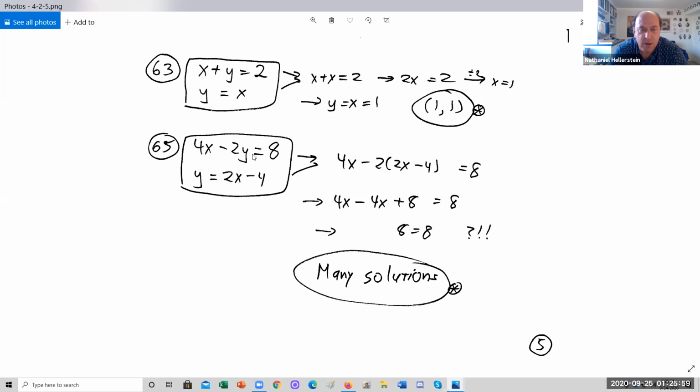Here we have 4x minus 2y equals 8 and y equals 2x minus 4. We can use this to substitute into here. Wherever we see a y, we can replace it by 2x minus 4. So this equation becomes 4x minus twice 2x minus 4 equals 8. You distribute the negative 2: 4x minus 4x plus 8 equals 8. 4x is canceled. 8 equals 8, that's true, but it says nothing about x, so there are many solutions. That's also called underdetermined, whereas when there's no solution, that's called overdetermined.